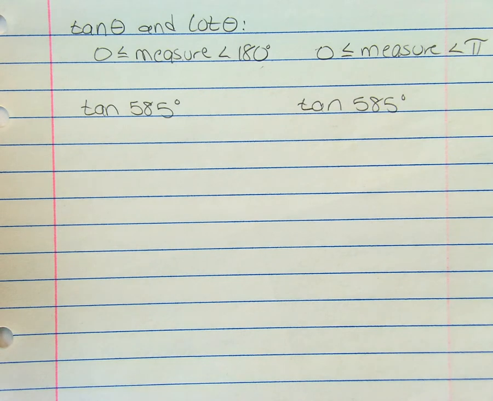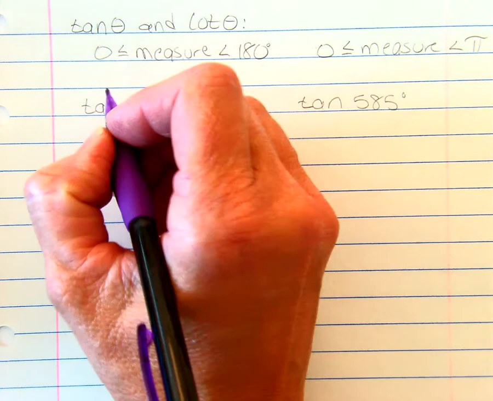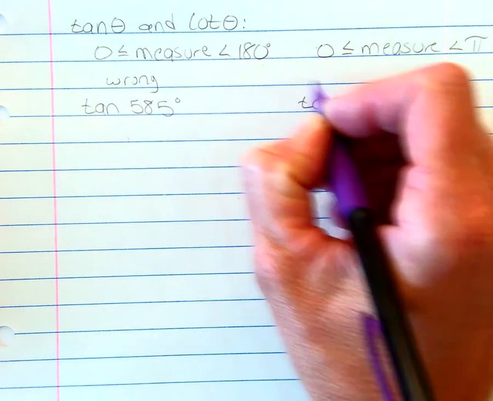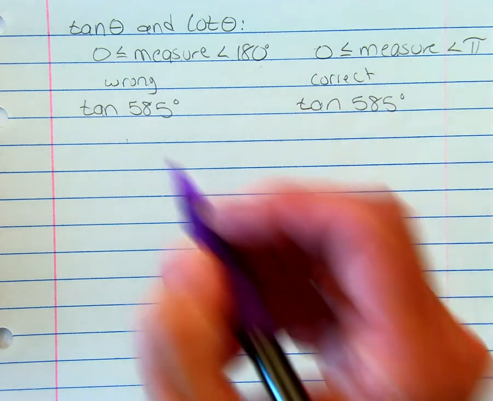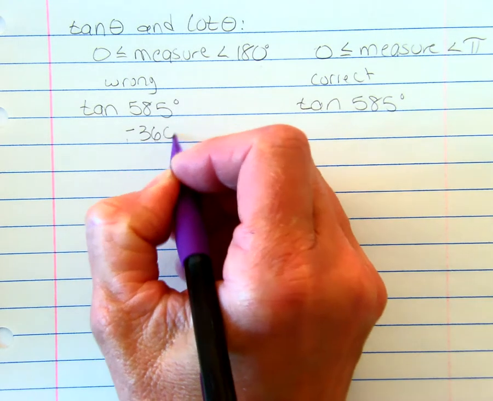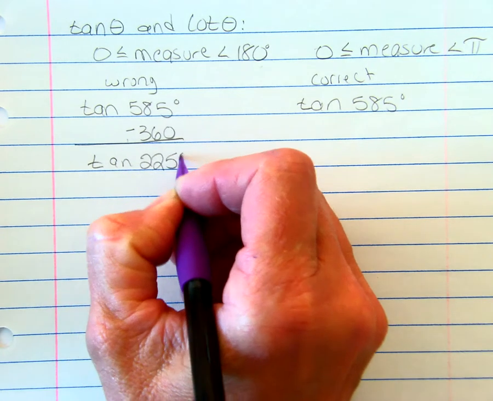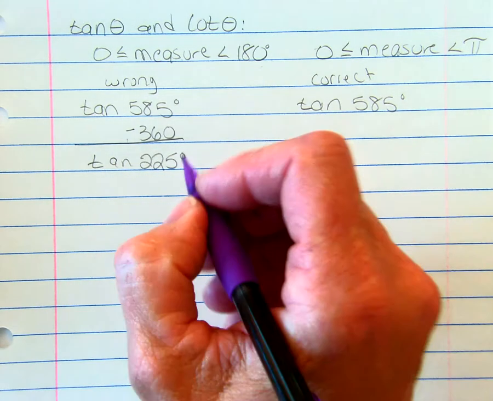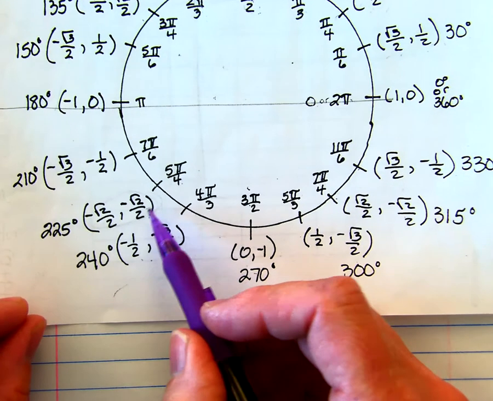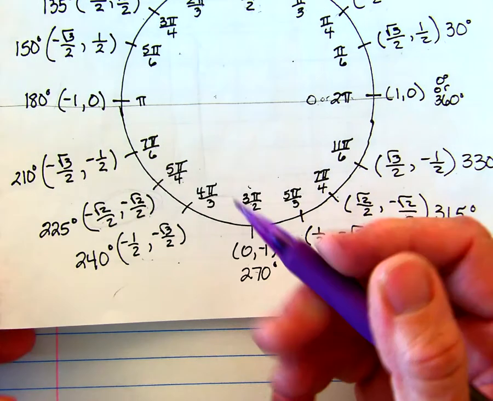What I want to show you is the wrong way to do this and the right way to do this. So here's wrong, and here's correct. Now, if you did it the way we did it on the other side and just did it by 360, you would get tangent of 225. And that number's too big. It has to be less than 180. But let's say you didn't pay attention to that, and then you look on the unit circle, 225. Tangent, remember, is y over x. And what's anything divided by itself? 1. So you get 1.